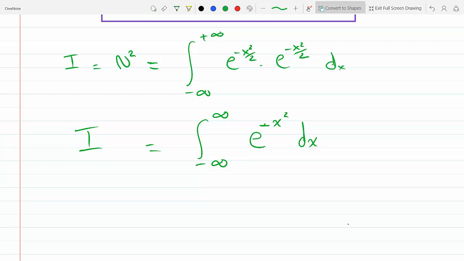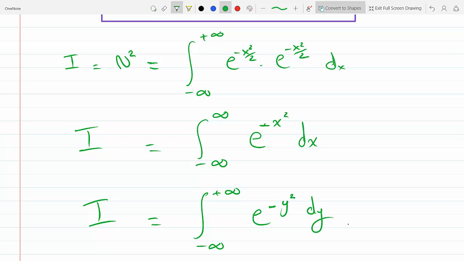Well, I could do the same thing, I do this as an x dependent integral with the same exact logic. I can implement this along the y, because if it works on the x, it definitely works on the y, and call it e to the minus y squared dy. Why not? It's just a change of variables.